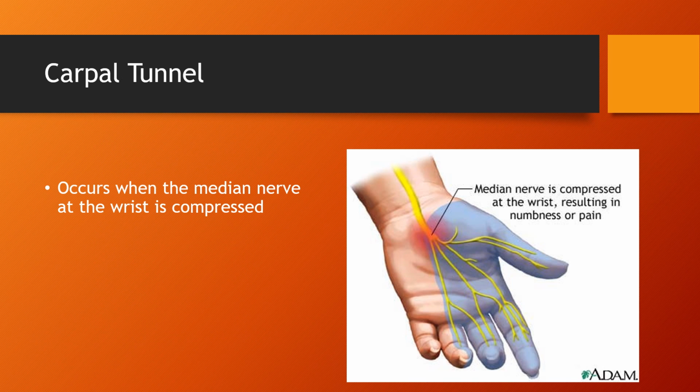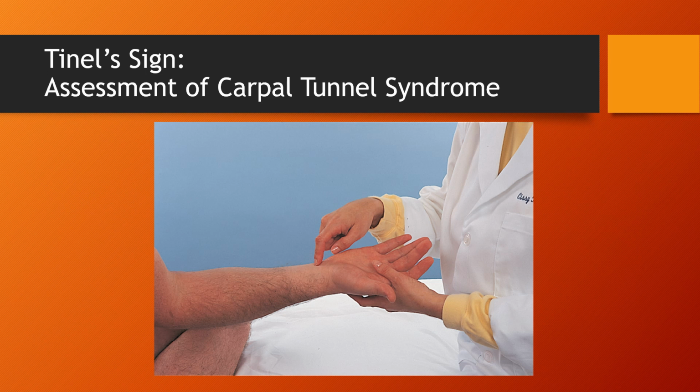Carpal tunnel is caused by repetitive movement of the hand or wrist. It also can be due to arthritis, and occurs when that median nerve at the wrist is compressed. It can lead to pain, numbness, paresthesia, and weakness. Tinel sign, this is the assessment of carpal tunnel syndrome. And what you do is you tap or percuss over the median nerve, and if it's painful, that is a positive result of the test.